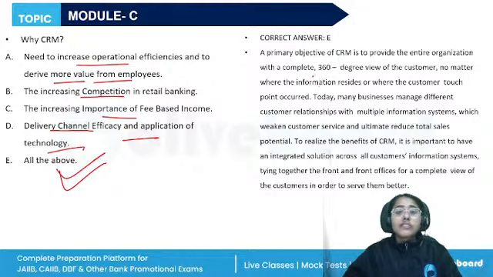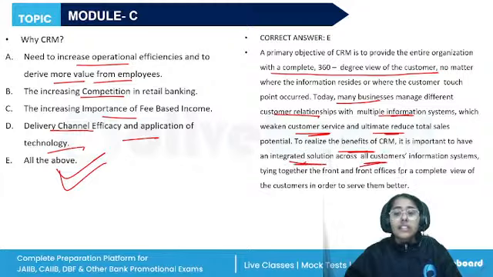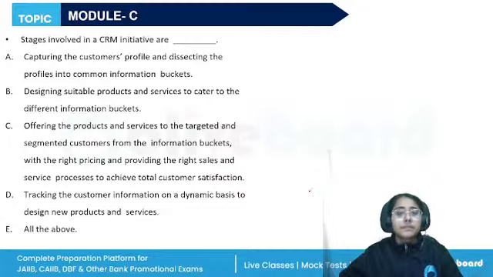So, the objective is to give a complete 360-degree view of the customer. Many businesses manage different customer relationships with multiple information systems which weaken the customer service and ultimately reduce the total sales. So to realize the benefits, it is important to have an integrated solution which will give us a complete view of the customer. So if we have the complete knowledge of the customer, we can serve them better.